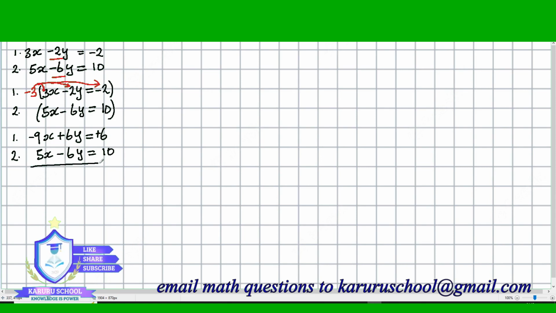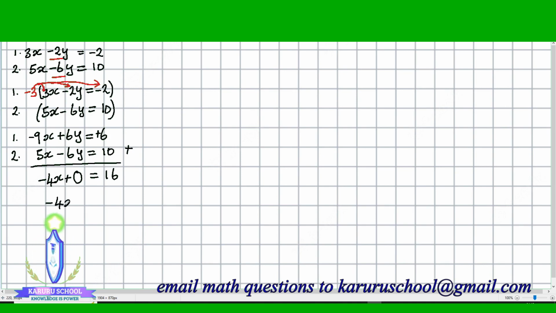So let us add the two equations. We have 6 plus 10, which gives us 16, on one side, and on the other side, 6y minus 6y gives us 0, and negative 9x plus 5x gives us negative 4x plus 0. So in brief, this is the same as negative 4x equals 16.